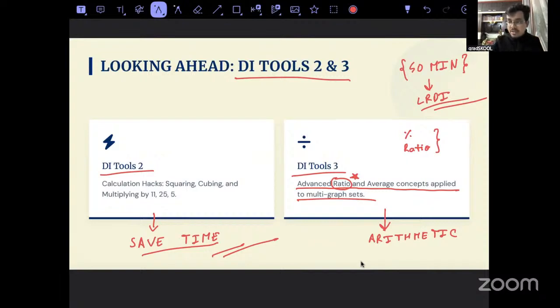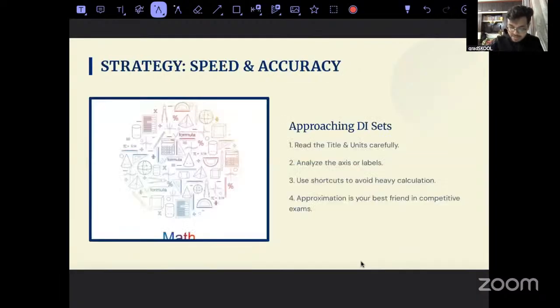Okay, so what can be the speed and accuracy, like how to approach the sets, and what mistakes you should not make going forward. You should read the title first. Read the title as in, what is the question asking? You should understand the units properly. There might be something given in kilometers, there might be something given in meters.